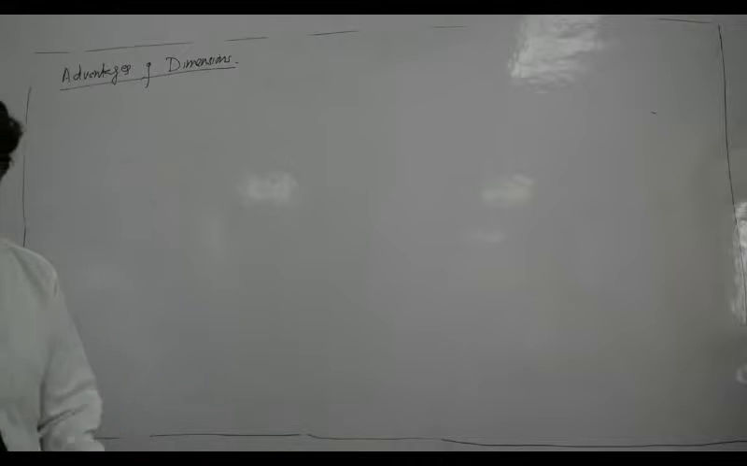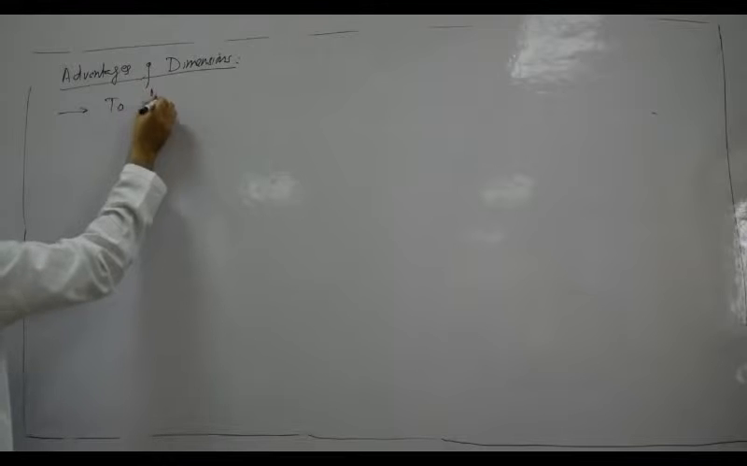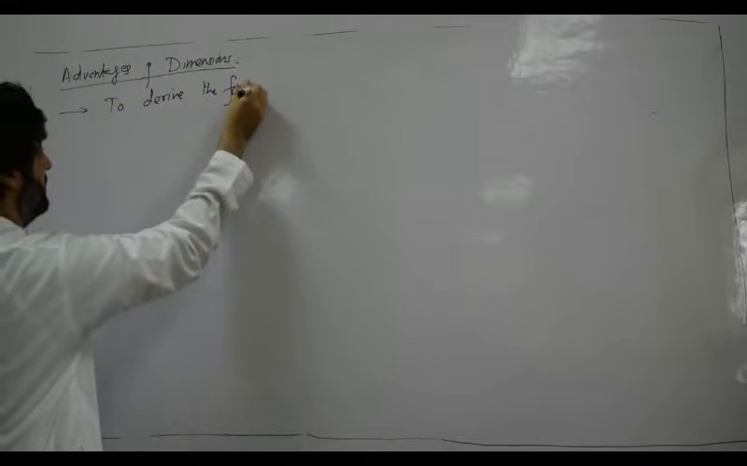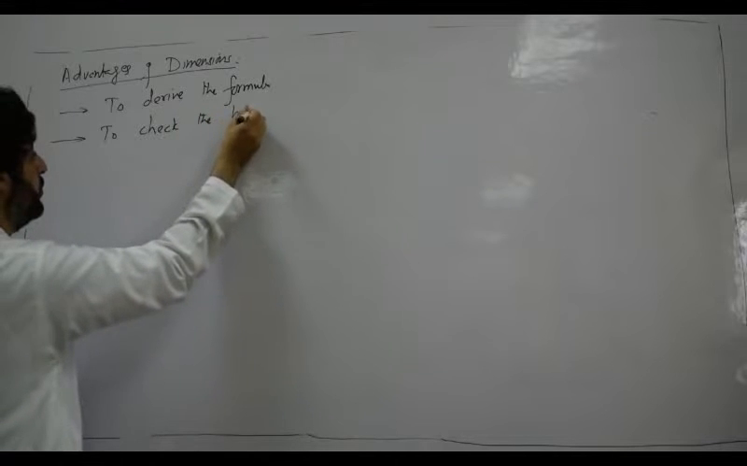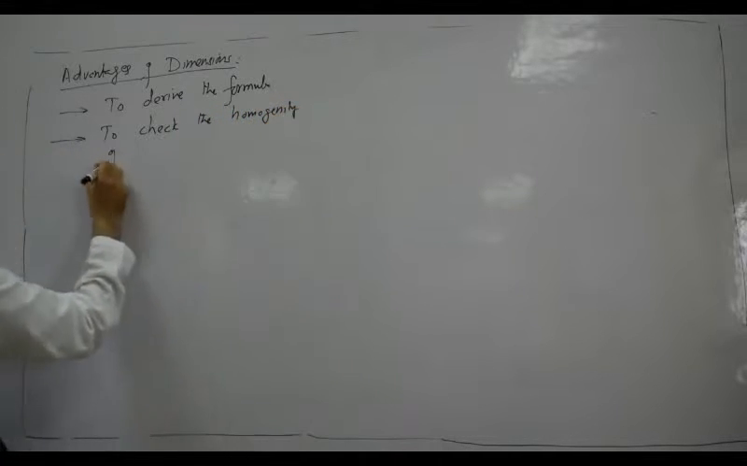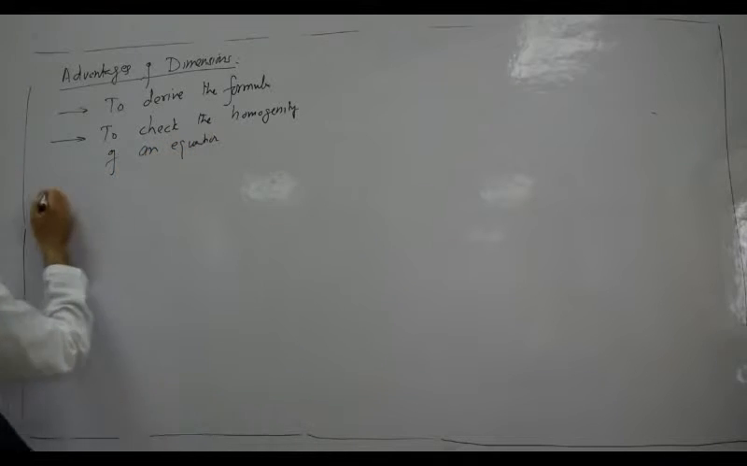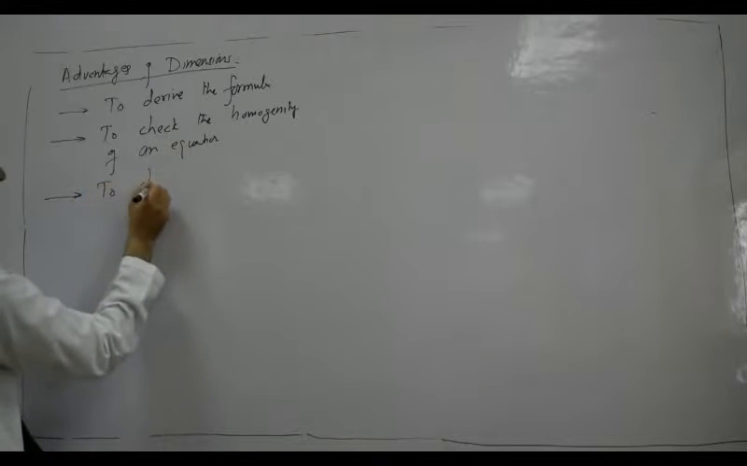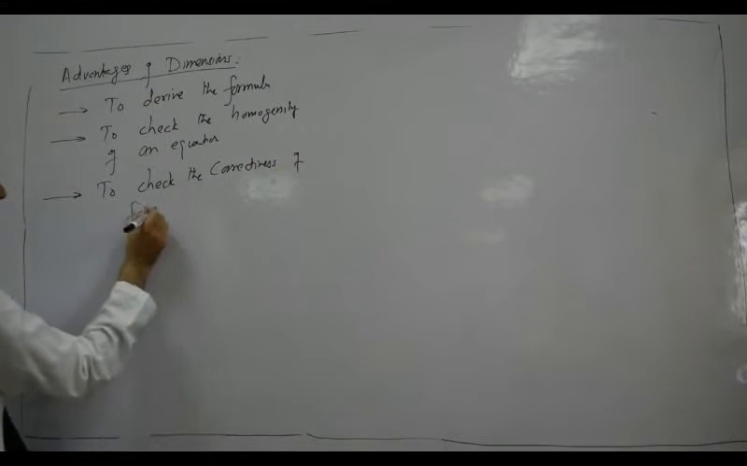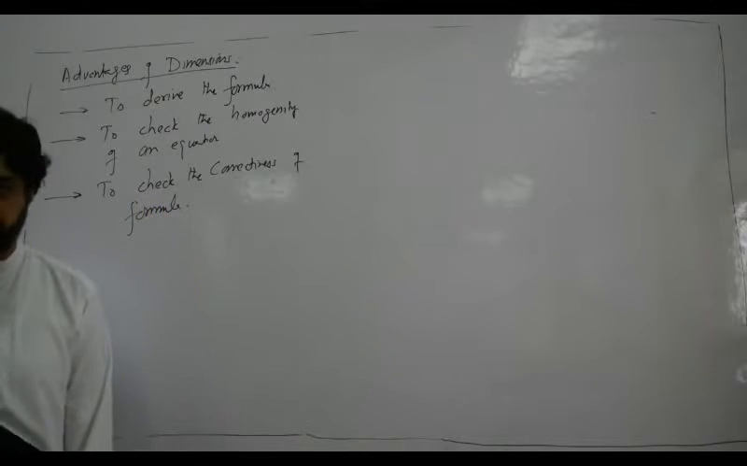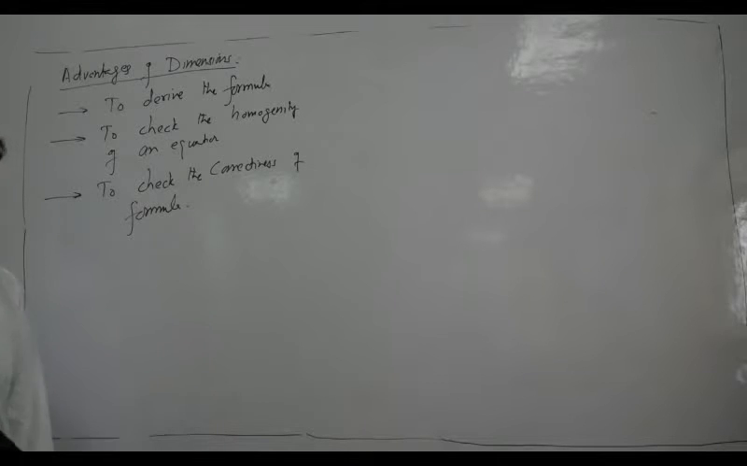Today we have another topic, that is advantages of dimensions. Actually, this is called the applications of dimensions, or advantages of dimension. So, what are the advantages of dimension? To derive the formula, to check the homogeneity of an equation, and to check the correctness of a formula. Okay, so these are the advantages of dimensions. These are the uses of dimensions. So dimension has three uses.